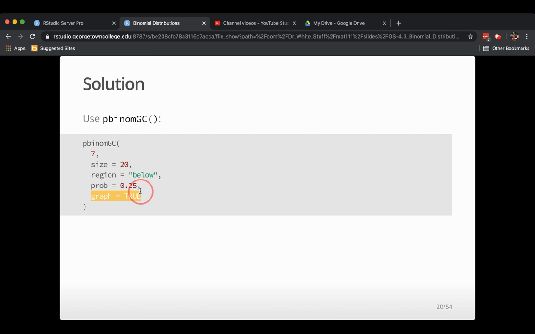Graph is true is going to help you to understand the situation better by giving you a graph of a probability histogram for this binomial random variable. Let's give it a try over in RStudio.